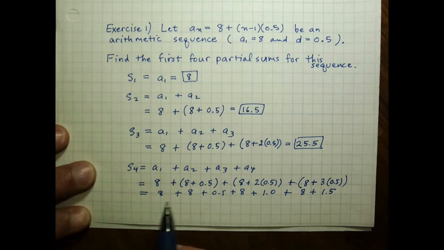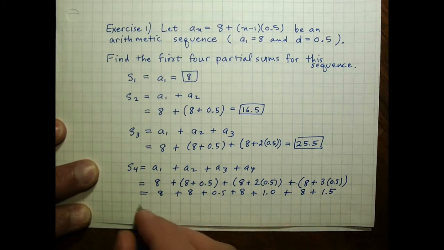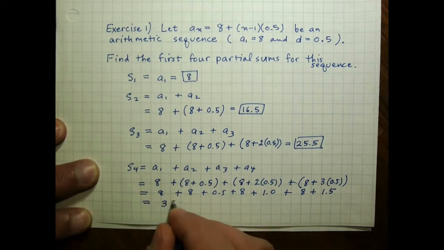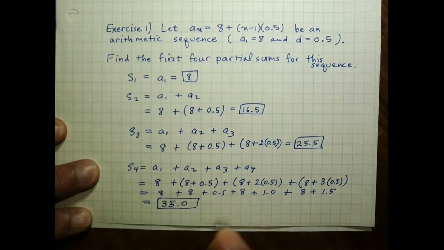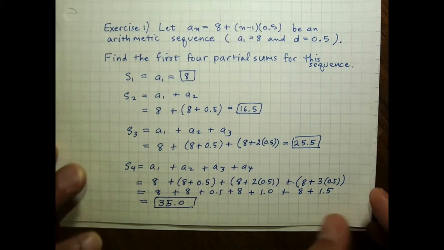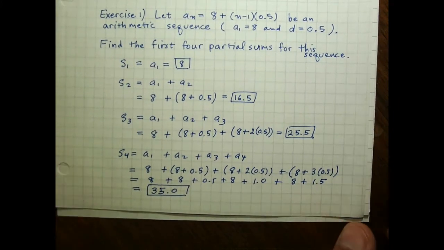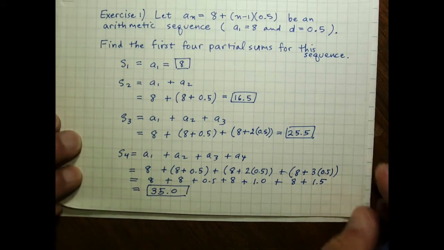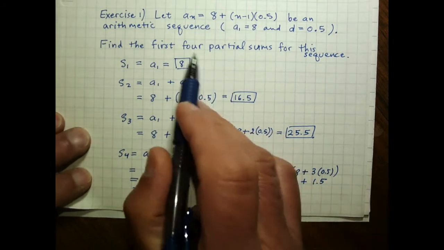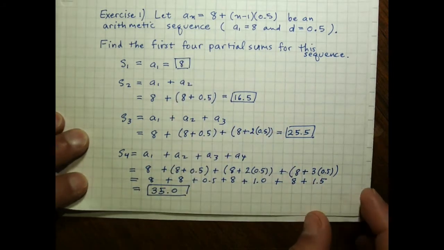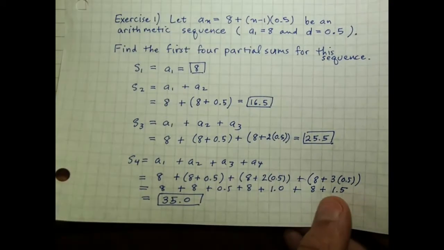So when I add all this up, I got 4 eights is 32, 33, 34, 35. I think I got 35 even, so I'm going to write 35.0 just to stress that. There's the fourth partial sum. So that's the idea of partial sums. We could write more, but they only ask us for the first 4 partial sums, and we got it. Okay, let's continue.